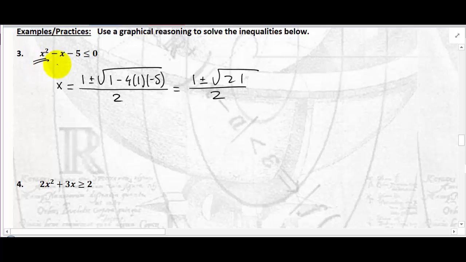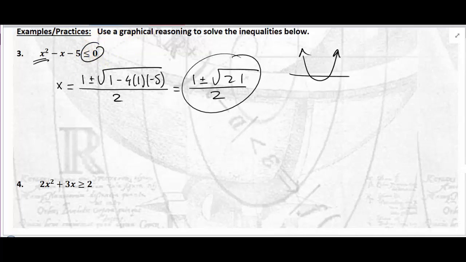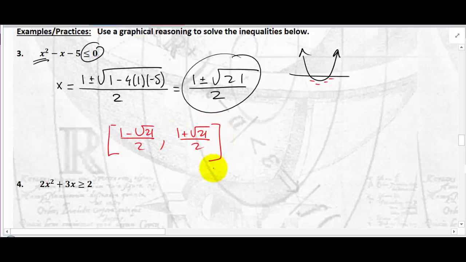The parabola is concave up, so I do have two roots. I don't care where they are. Basically, I don't even have to draw the y-axis. Concave up, two roots, and I want to know where it's negative or equal to 0. So it's going to be between the roots. So here we go. The solutions are 1 minus root 21 over 2 to 1 plus root 21 over 2. You see that? This is super fast.